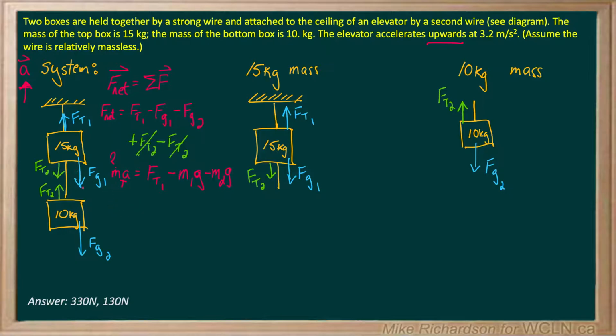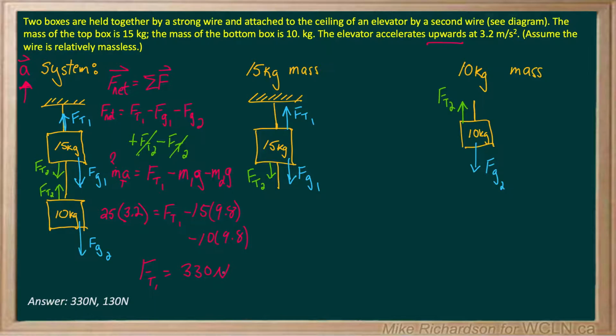So my total mass would be 15 plus 10, 25 kilograms. They gave me the acceleration of 3.2. So we know the left-hand side, we can get a number there. I don't know what FT1 is, but I know mass 1 is 15. Acceleration due to gravity is 9.8, minus 10 times 9.8. And if you isolate FT1 by adding 15 times 9.8 plus 10 times 9.8 to the other side, you end up getting an answer where FT1, when you round it off to the correct number of significant figures, is 330 newtons.